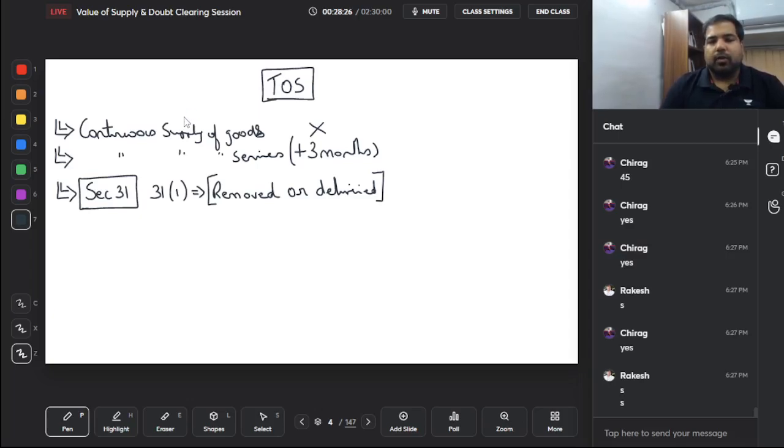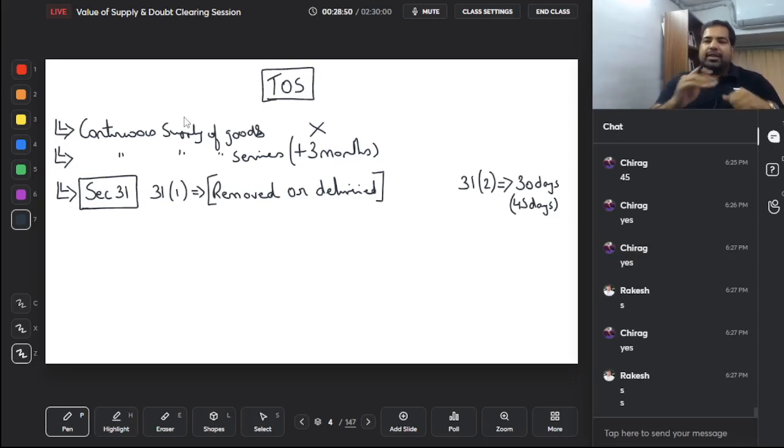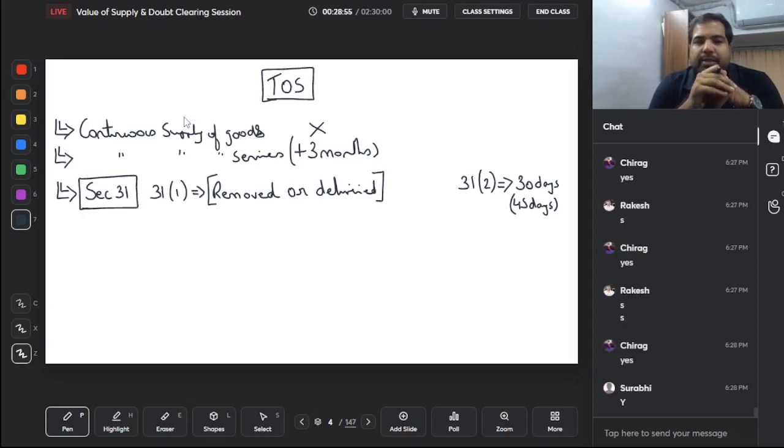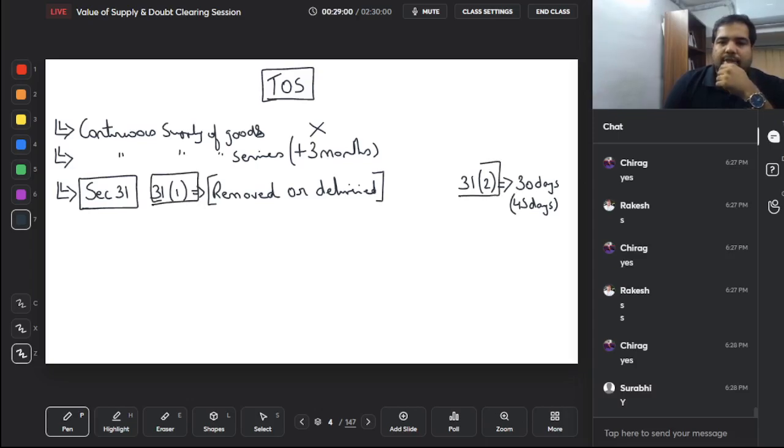Next, in case of services like a CA firm, you don't need to be in such a hurry. You need to issue an invoice within 30 days. After you provide the services, you have to issue the invoice within 30 days. And for certain people like banks, financial institutions, NBFCs, this period is 45 days. So please tell me, guys, yes or no, is there a due date to issue the invoice? Yes. What is the due date, guys? In case of goods, whenever they are removed or delivered, and in case of services, within how many days, guys? 30 days and 45 days.